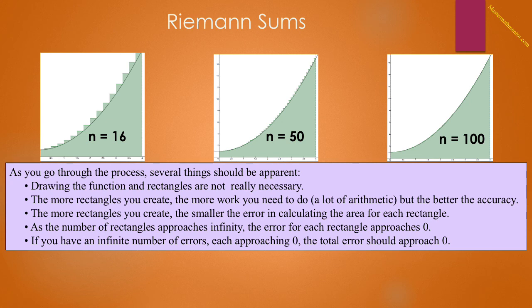The more rectangles you create, the smaller the error in calculating the area for each rectangle. So as the number of rectangles approaches infinity, the error for each rectangle approaches 0. And if you have an infinite number of errors, each approaching 0, the total error should approach 0. And if you have no error, you have the true area under the curve.